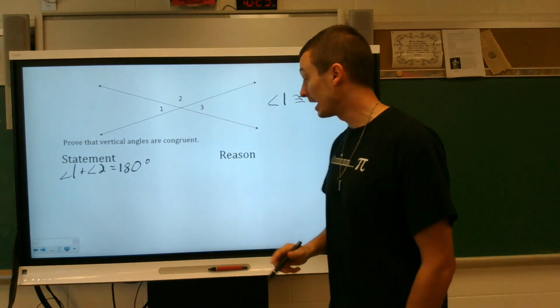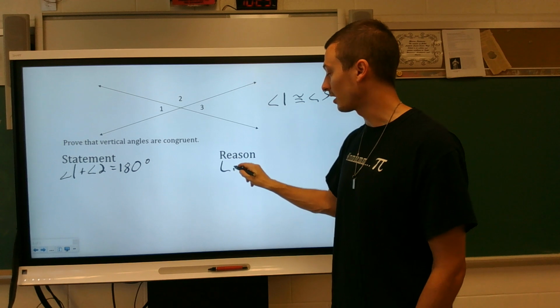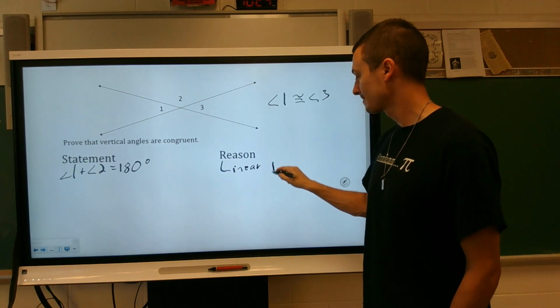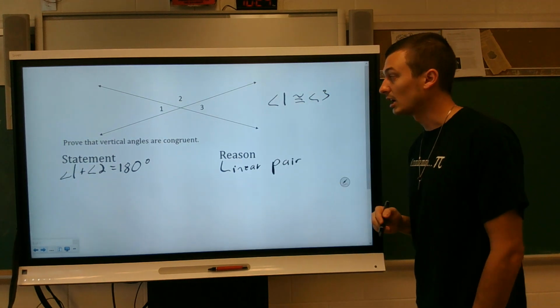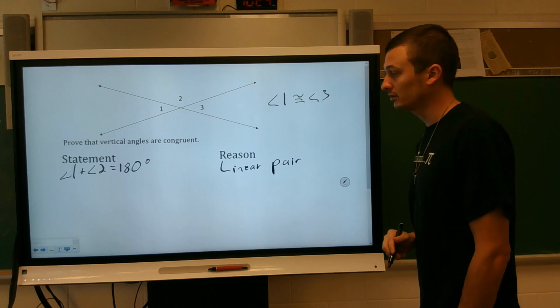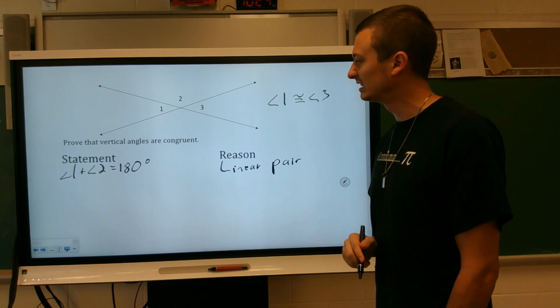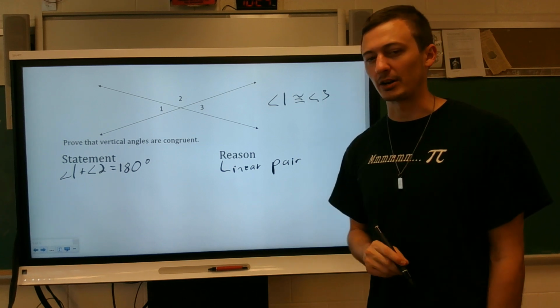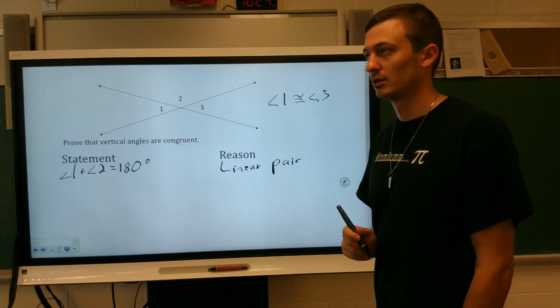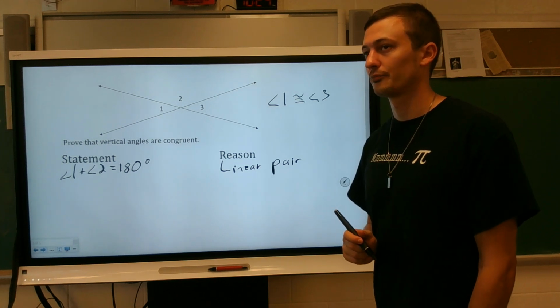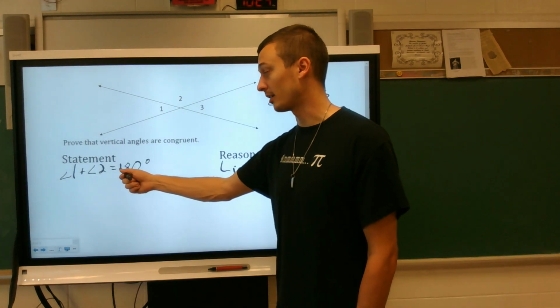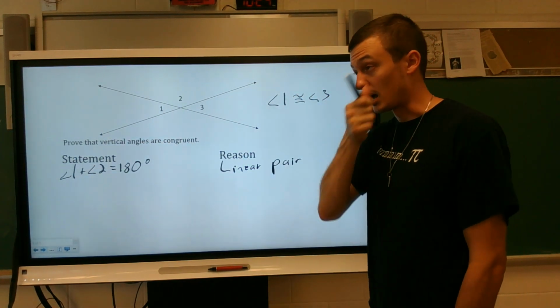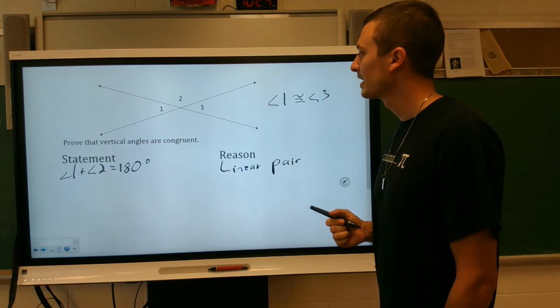Why? Because they form a linear pair. Can I say they're supplementary? Not really, because I don't know they're supplementary. I know they form a linear pair. Now that I know that they form a linear pair, now I know they're supplementary. But we don't really need to know that yet.